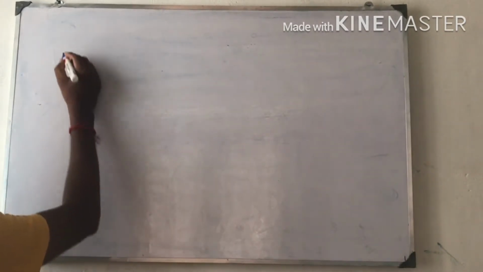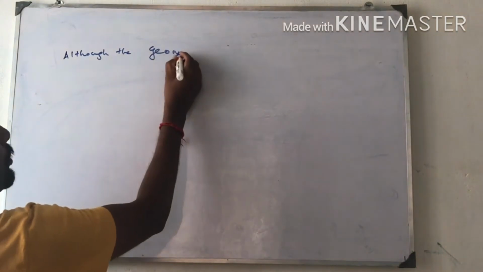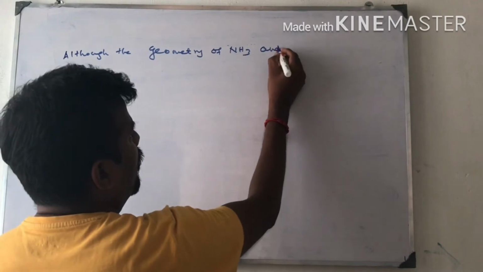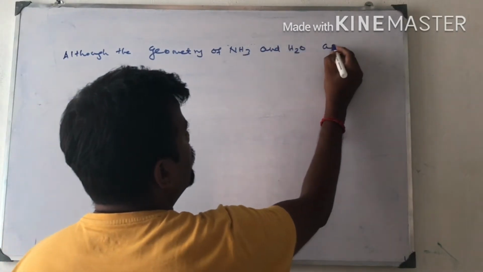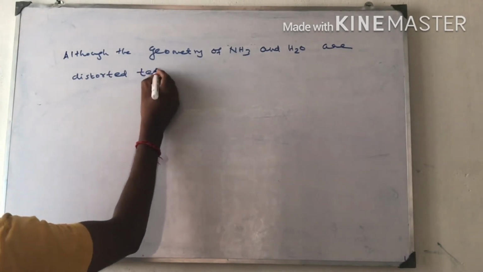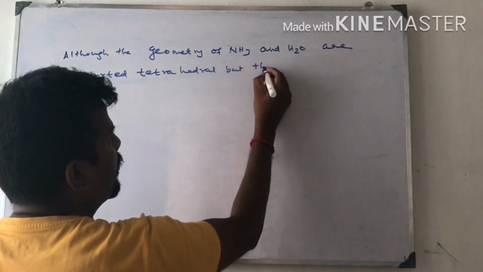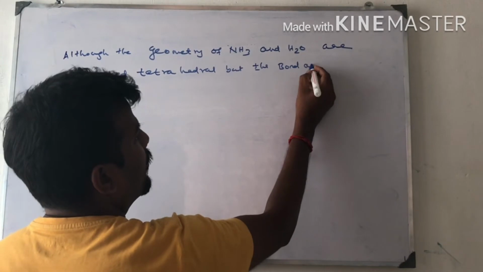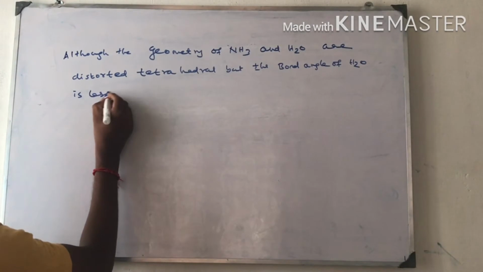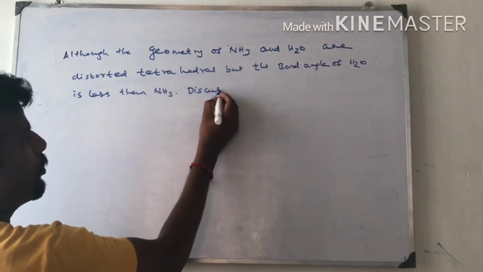Okay. Although the geometry of ammonia and water molecule are distorted tetrahedral, the bond angle of water is less than ammonia. Discuss. This is a question.